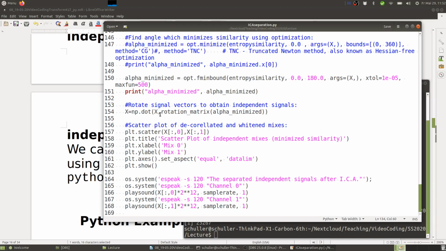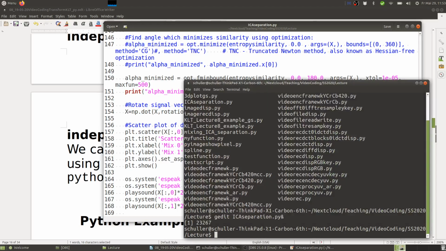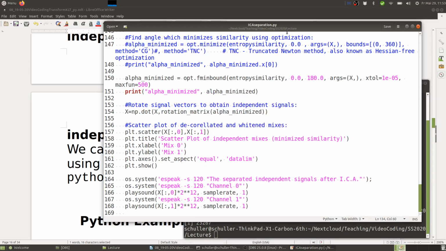Right, and then we apply it. So here we multiply our x with this rotation matrix with the obtained minimizing angle, and then we plot again the scatter plot and finally listen to the result, which is now hopefully completely separated. Okay. So yeah, I hope that shows you how this algorithm works. So actually it's all about computing correlations, computing the eigenvalues and eigenvectors, and finally minimizing the mutual entropy by applying a rotation matrix.